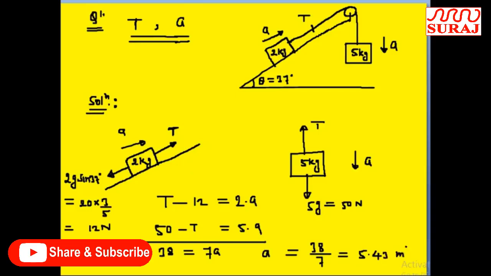So according to the acceleration, the net force equals to mass into acceleration. Using the second law of motion, we can write the equation 50 minus t equals to 5 times a. P and t will get cancelled. 50 minus 12 is 38 equals to 7a. So the acceleration we will get 38 by 7. If you calculate this, 5.43 meter per second square.